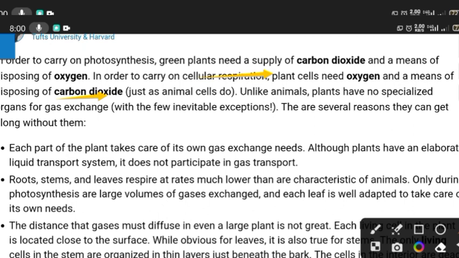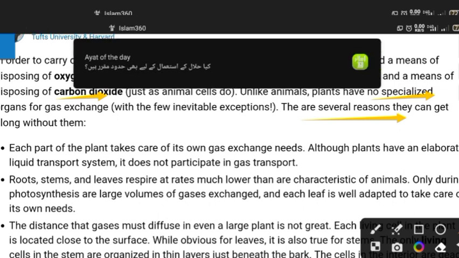in plants there are no specialized organs or cells for this process, and there are several reasons why there are no specialized organs in the plants. One is that each part of the plant takes care of its own gaseous exchange needs.